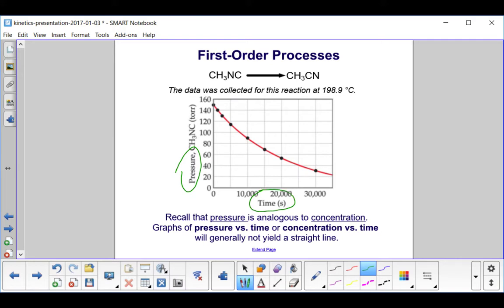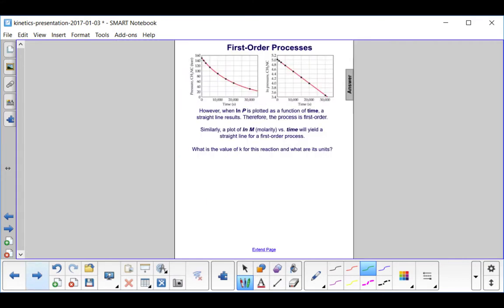Also remember that graphing pressure with respect to time is the same as graphing the decrease in concentration versus time. And for a first order process, we don't get a straight line when we graph pressure versus time. However, if instead of pressure we graph the natural log of pressure as a function of time, a straight line results. You can see here when we graph natural log of pressure versus time, we get a straight line with a negative slope as expected. We can use that linear data, first of all, to recognize it as a first order process, but also to interpret the data to find the value of k.